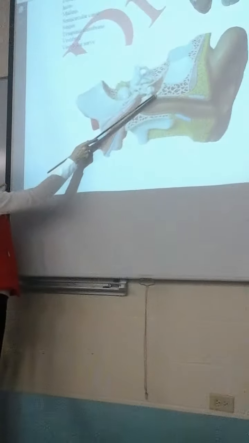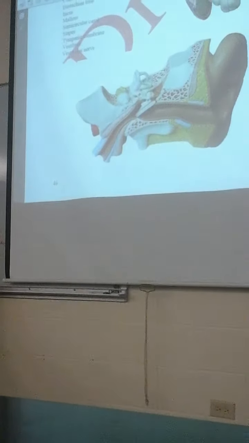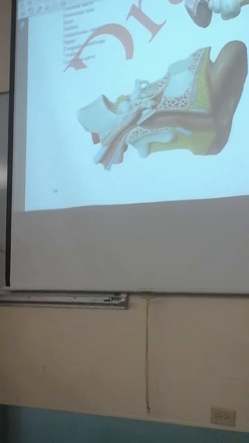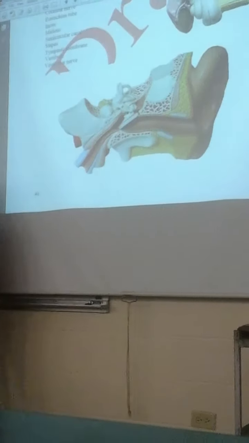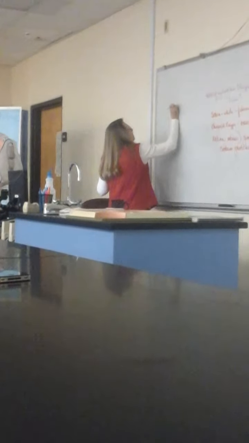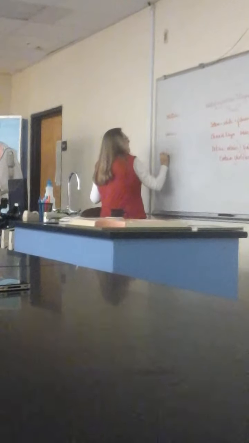Now, from the tympanic membrane to this area right here is called the middle ear, and that vibration that is perceived by your eardrum is relayed on to the inner ear by way of three little bones. Okay? So we have three little bones in the middle ear that are called the malleus, the incus, and the stapes.